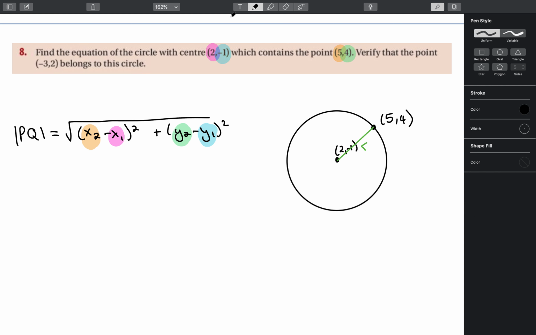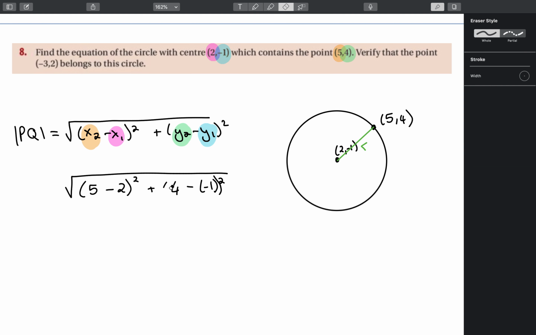Okay, and all we're going to do then is sub into that, and what we're going to be able to find out of that is actually our radius, because it's going to give us the distance between the center and a point on the circle. So it's going to be x2, which is 5, minus x1, which is 2, plus y2, which is 4, minus 1. So we just be careful with that one. So minus 1, and I put that in a bracket for myself to make sure I don't slip up with the sign there.